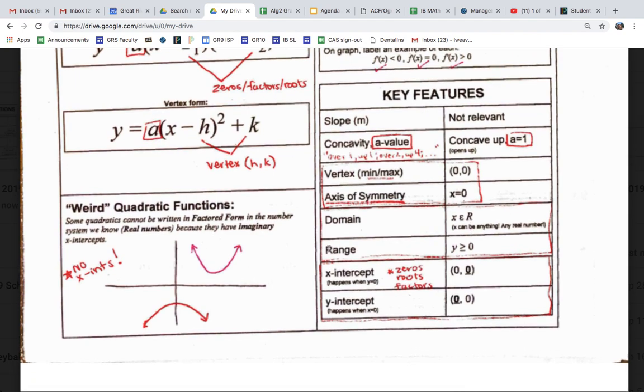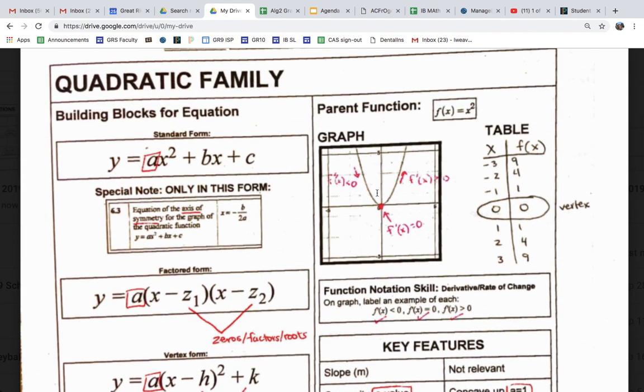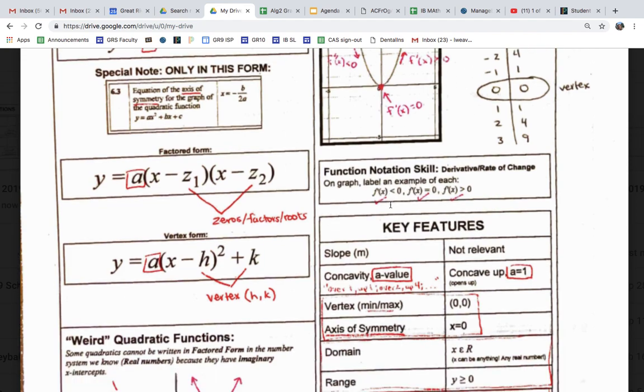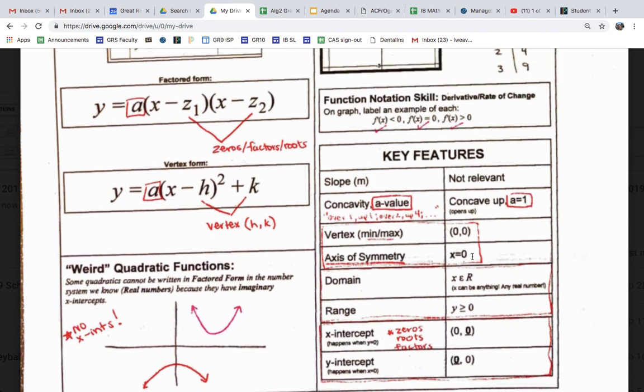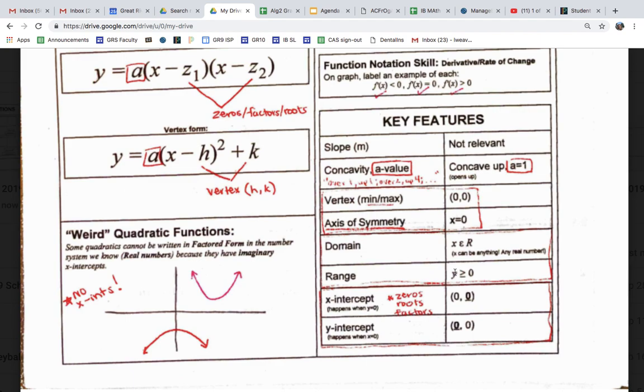Last but not least, you have your range, and your range is your possible y values, the up and down motion. And for a parabola, your range will always start at your vertex, and it will either go up, above, or down below. So an easy way of doing your range is to write the y value of your vertex and then decide whether it's going to be above or below. In this case, the graph is going above the vertex, so y is greater than or equal to 0, your up and down motion.